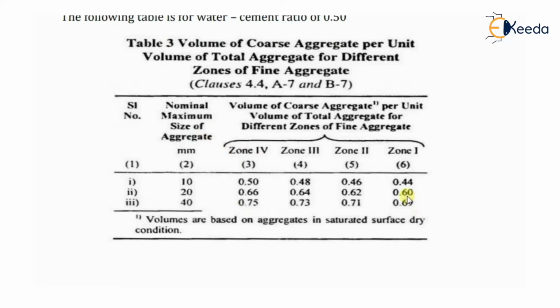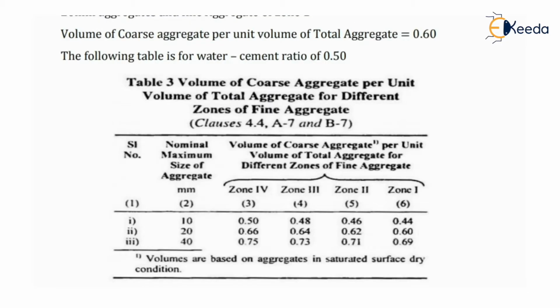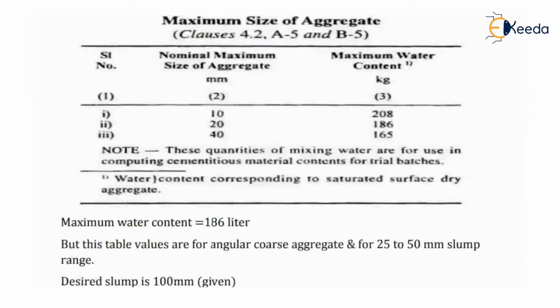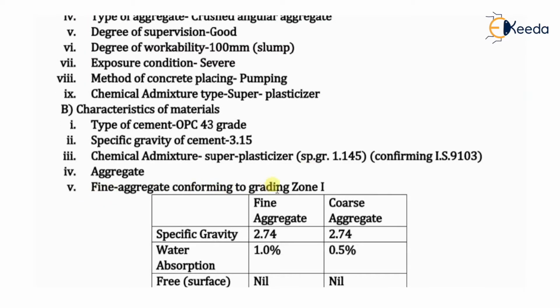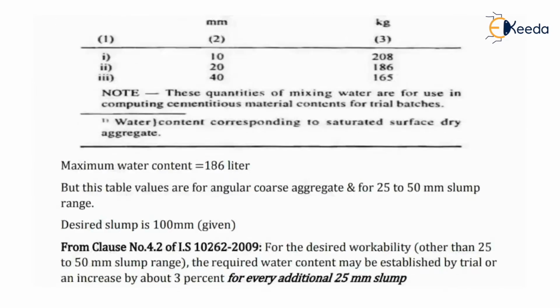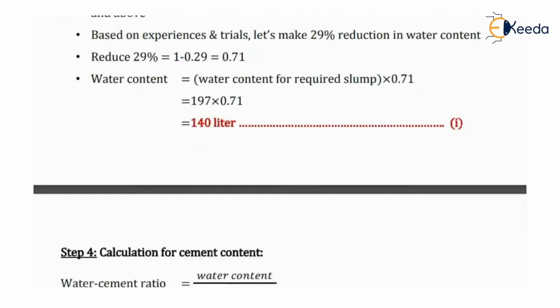As you can see, this table is table number 3, which I have taken a screenshot from IS 10262-2009. For 20 mm aggregate, as 20 mm size of aggregate is to be used, which is given in the problem statement, and the zone is also given. Let's check the problem statement again. In the problem, fine aggregate conforms to grading zone 1. So for zone 1, let's check the value.